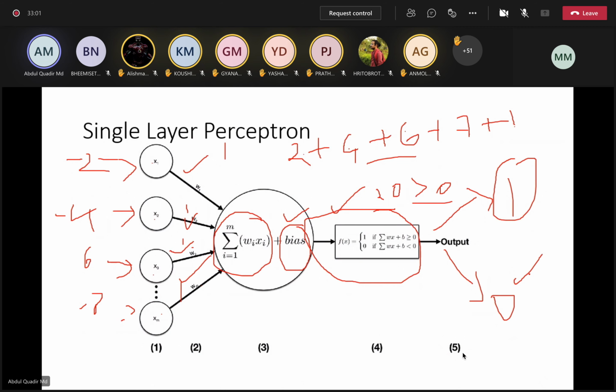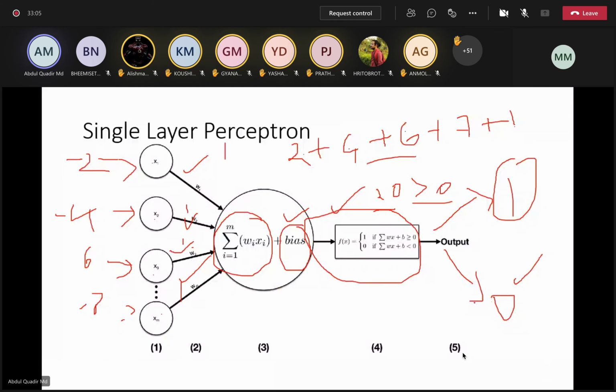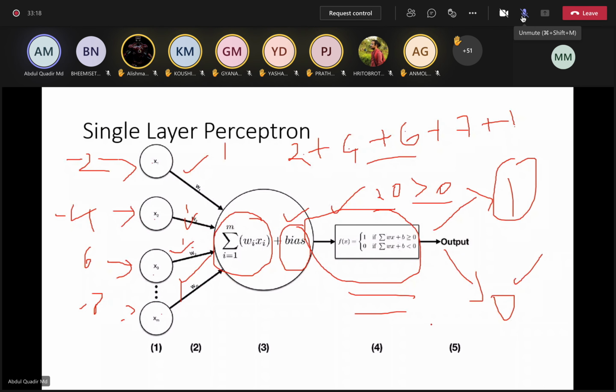Are you getting it, students? Are you getting it? Are you able to understand? Are you able to understand, students? Yes. Hello? Able to understand? Hello? Okay. Yes, sir. Yes, sir.